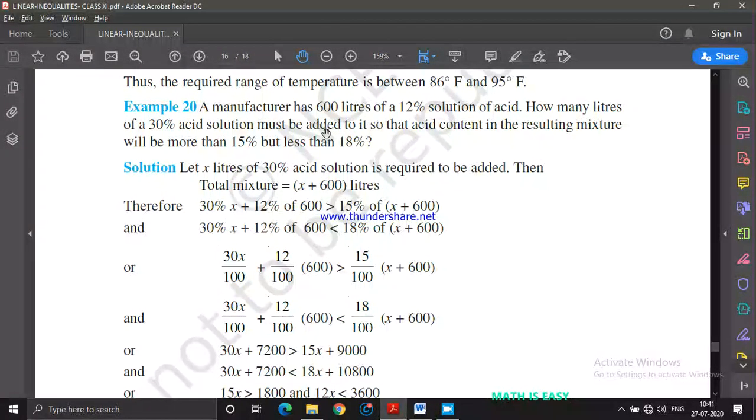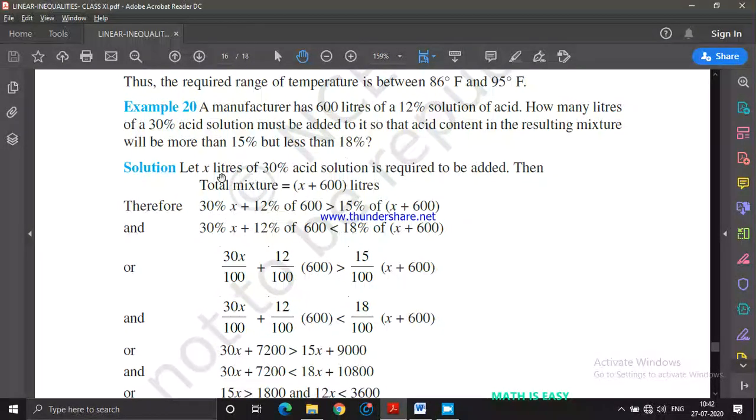How many liters of the 30% acid solution do you have to add so that the acid in the resulting mixture, after adding it, the quantity will increase beyond 600 liters and the acid percentage will also increase to more than 12%, because you are adding extra acid solution. Up to what level? The percentage has to be more than 15 and less than 18.